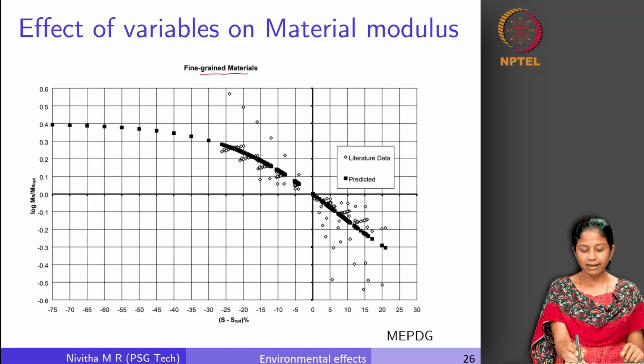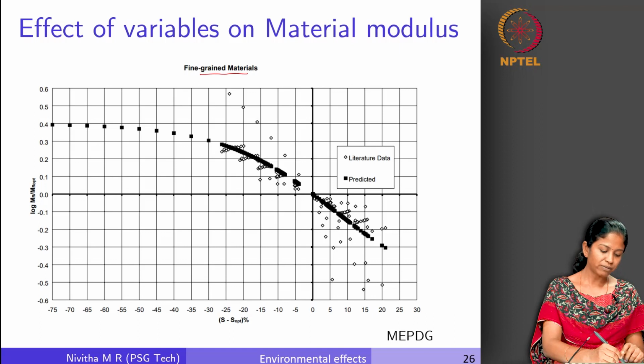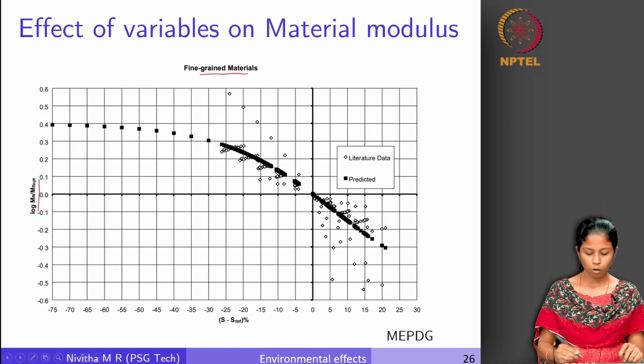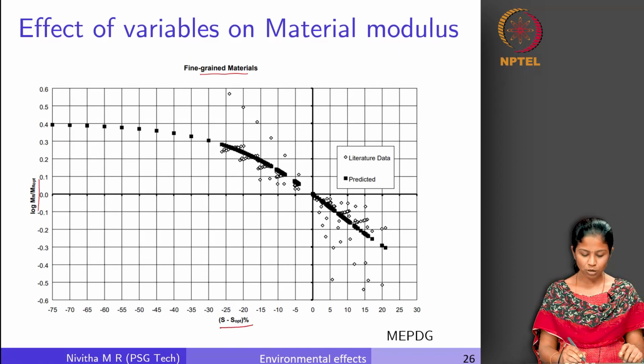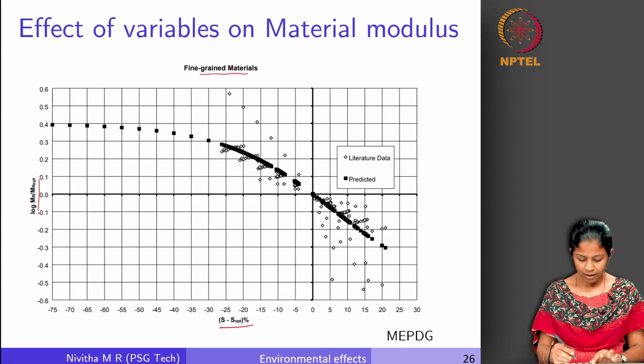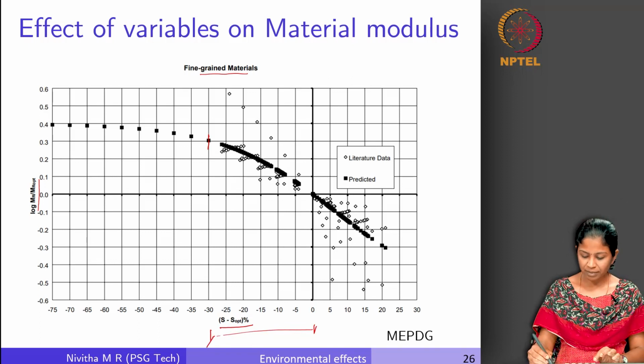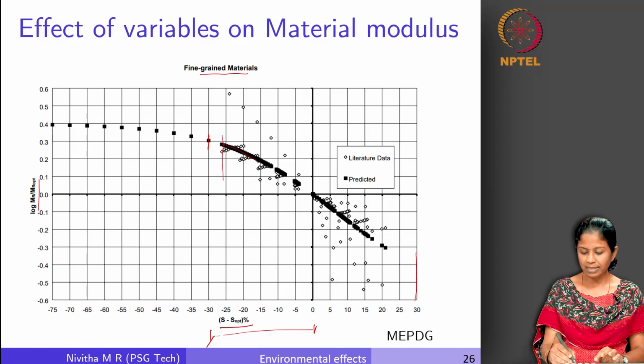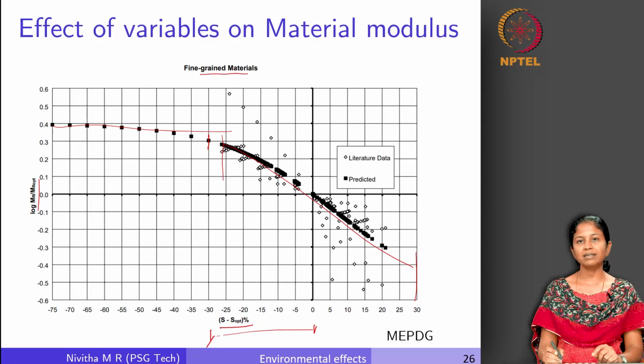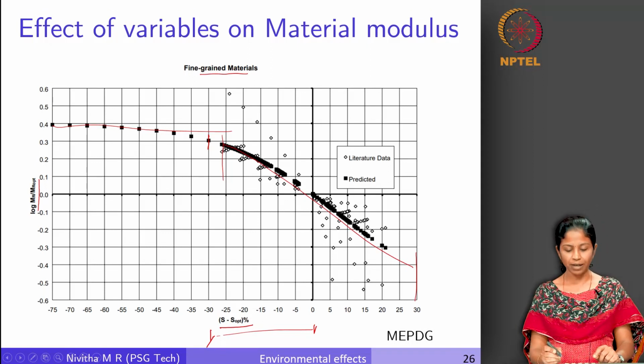This is for fine grained materials, this is the ratio which is log MR by MR optimum, and this is S minus S optimum. So, if you see here up to 30%, again approximately 30%, it has a linear form. This side also you can see here up to 30%. So, in this range with plus or minus 30%, it has a linear form, but if it is less than that, it kind of flattens out. For all the other cases, it is assumed to be a constant value, right.